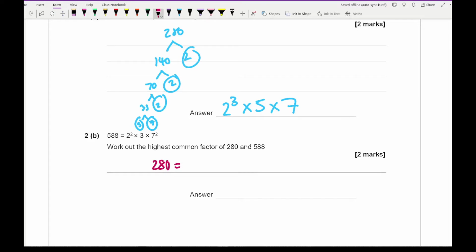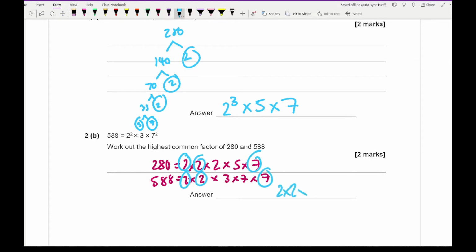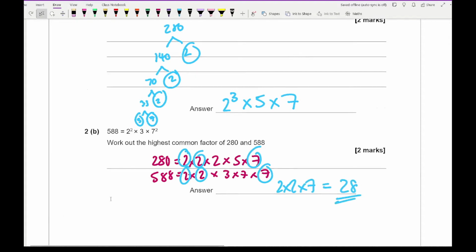So I've got 280 equals 2 times 2 times 2 times 5 times 7, and 588 equals 2 times 2 times 3 times 7 times 7. If I just circle the common ones and then pick one line and multiply the numbers together, I've got 2 times 2 times 7, which gives me a final answer of 28.